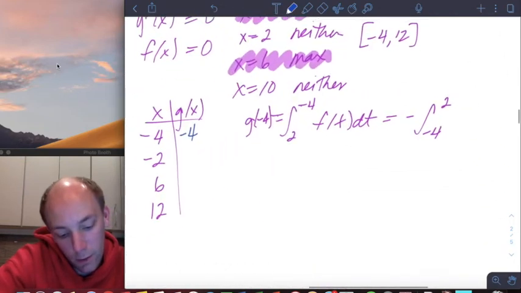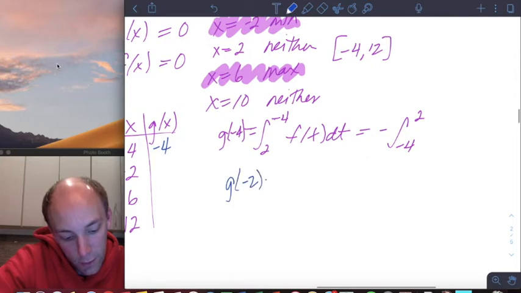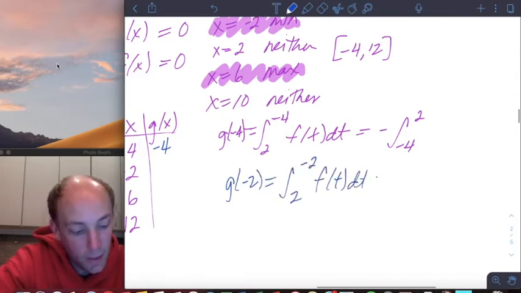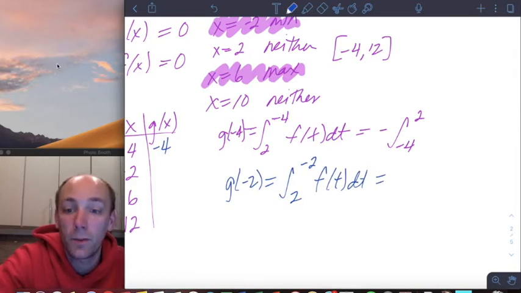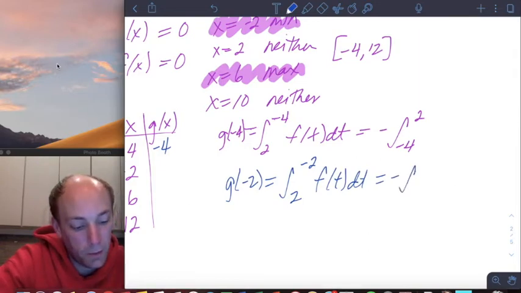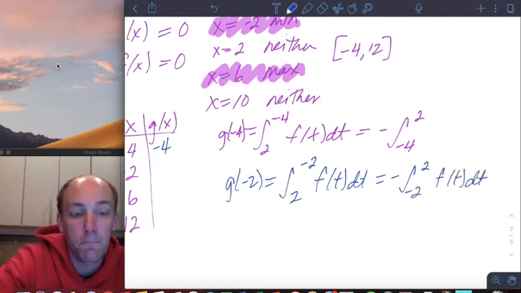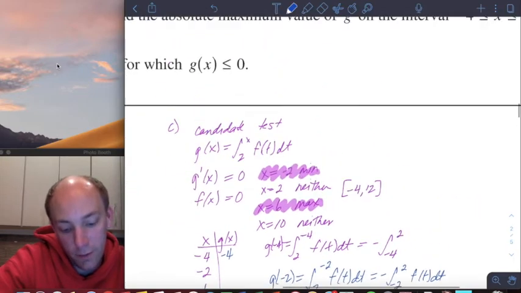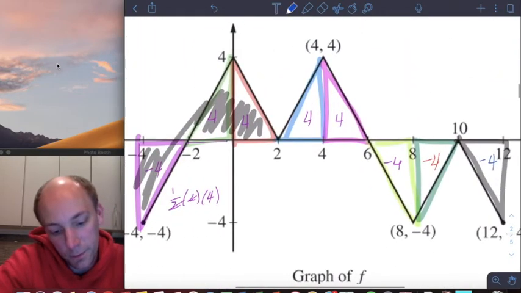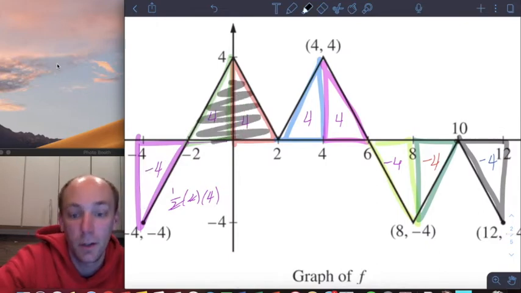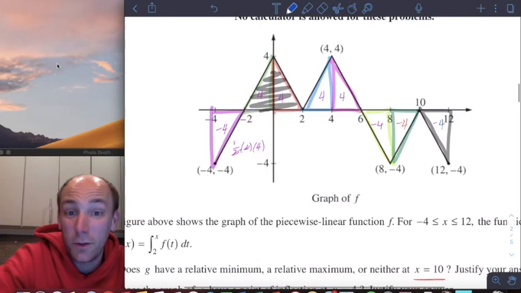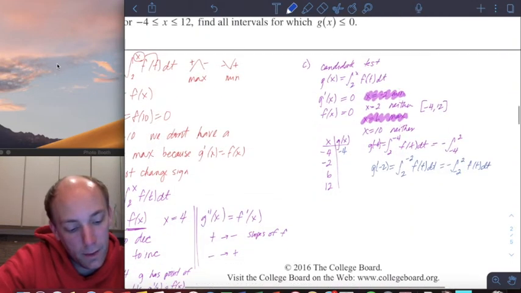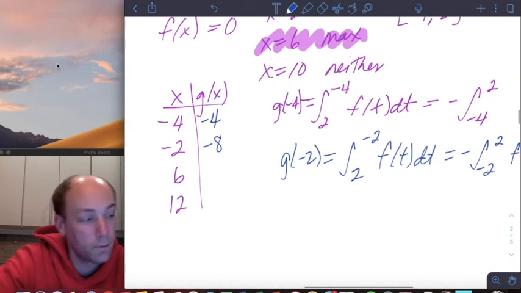Now g of negative 2 is equal to the integral from 2 to negative 2 of f of t dt. Same idea, right? Because my bounds are not increasing, I'm going to flip them and make it negative. Okay? So now the area from negative 2 to 2. So this time the area from negative 2 to 2 is this triangle here. But if I add those two triangles together, I'd get 8. The negative sign would make it negative 8. Okay?